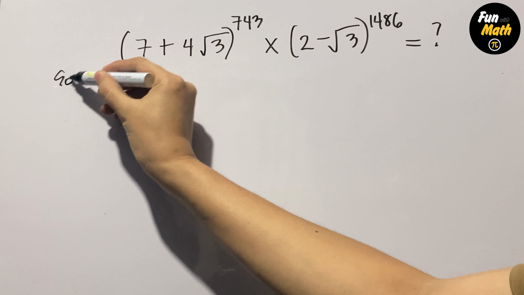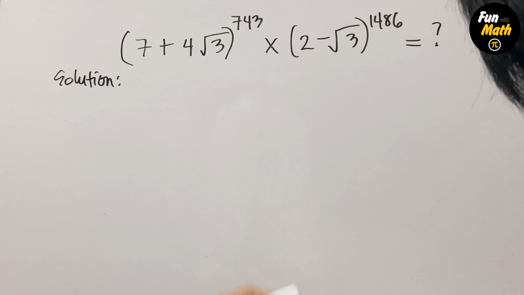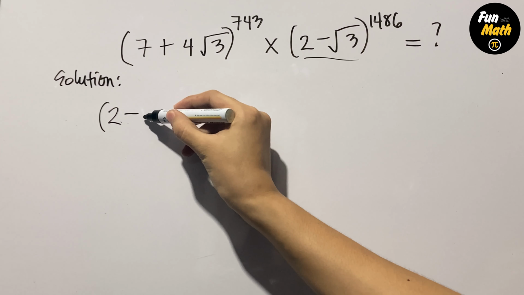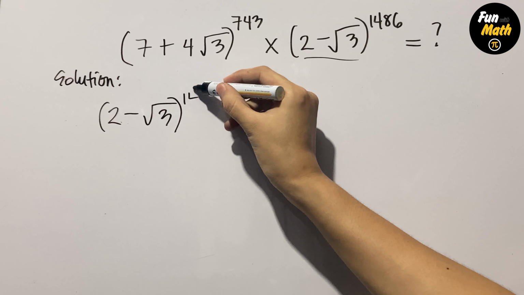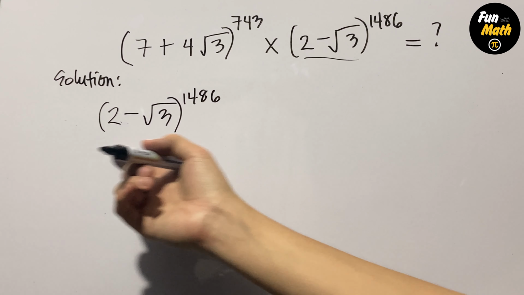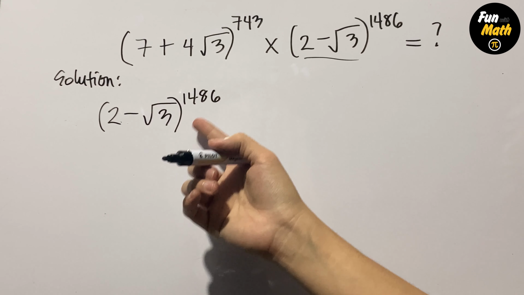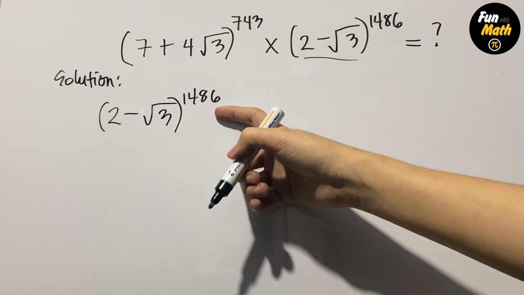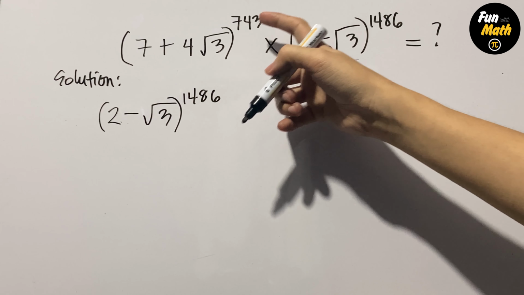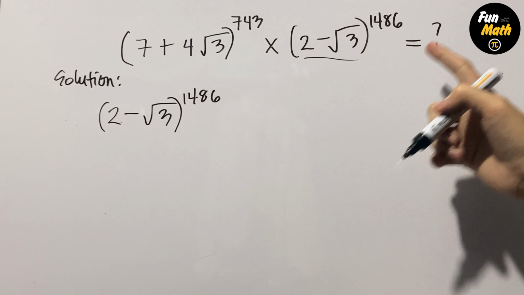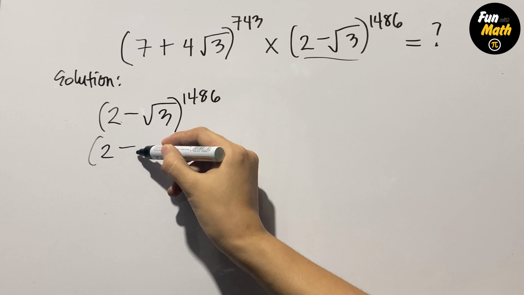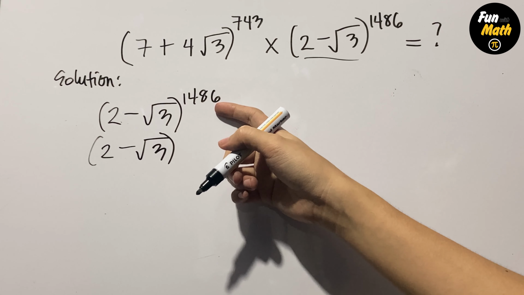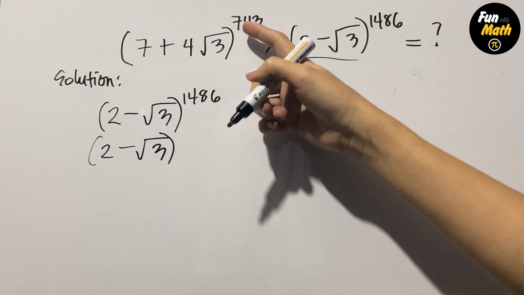So here's the solution. First, let's solve this. We write down (2 minus square root of 3) whole to the power of 1486. To solve this, we are going to find a way that the power, instead of 1486, we replace it with 743, so they have the same power. So that is (2 minus square root of 3) whole to the power of 1486.